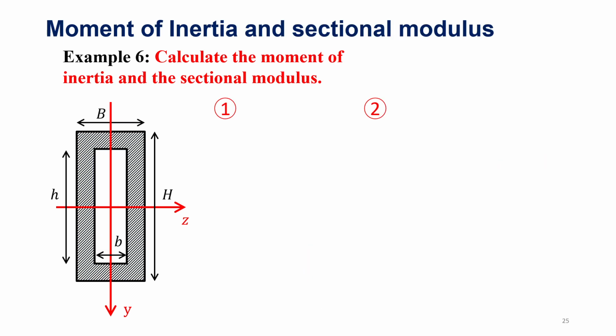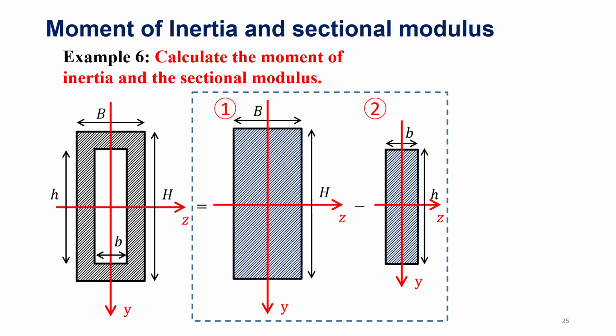Let's consider a complicated case here. So how do we calculate the moment of inertia and the sectional modulus of this cross-section? First, this cross-section can be composed by the subtraction of two rectangles. So therefore, we can calculate it in this way.